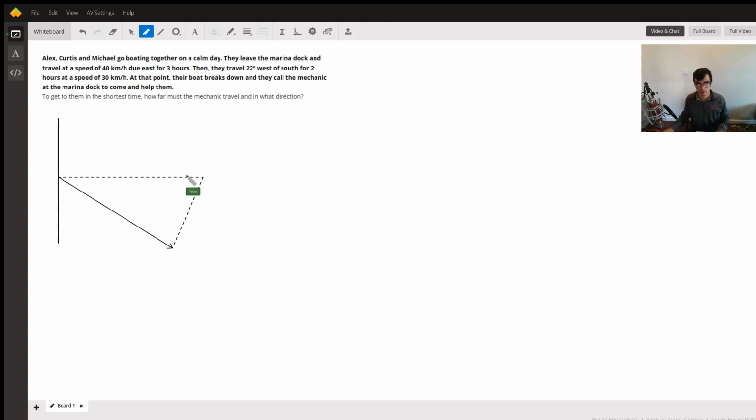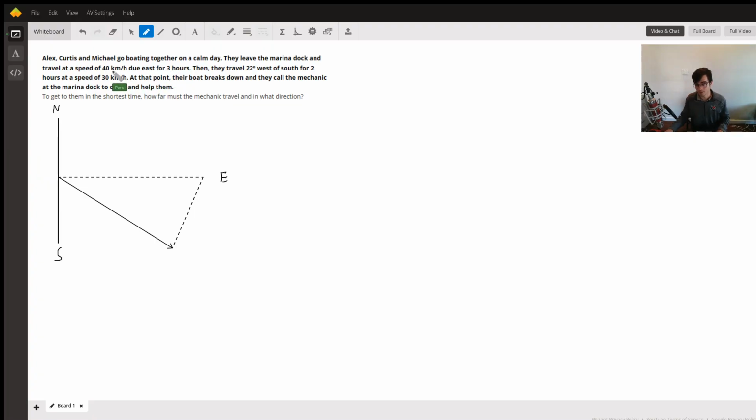So let's symbolize due east by this direction, because usually it is east, south, west, north. So using our cardinal directions, we know that this is north, this is east, and this is south. And I'm not going to draw west, but know that it's this way. They go due east at 40 kilometers an hour for 3 hours.